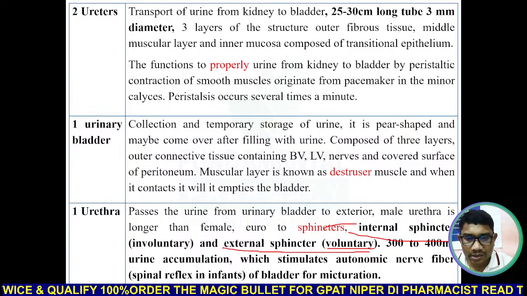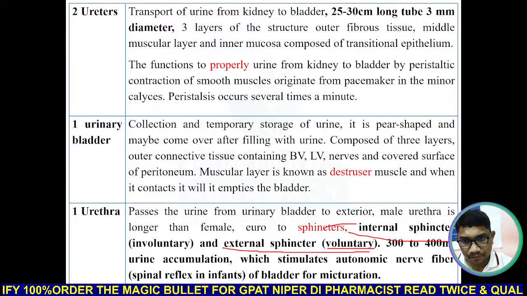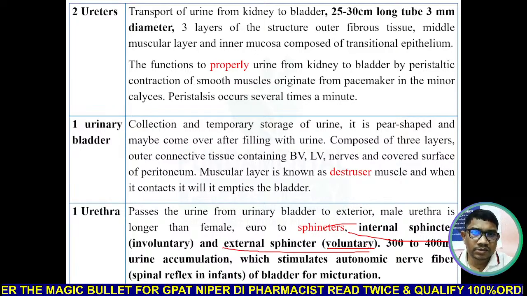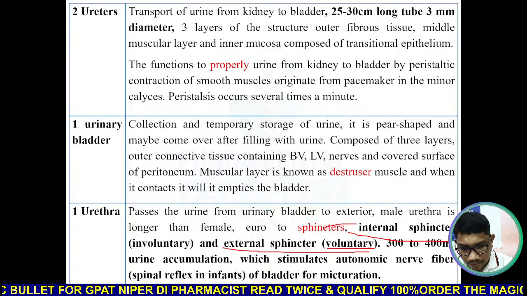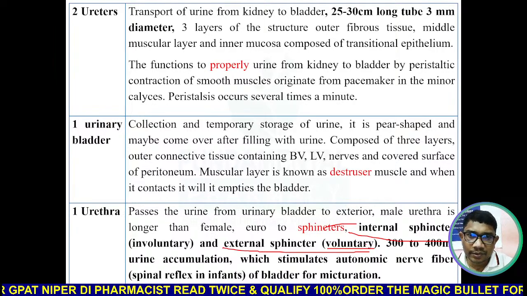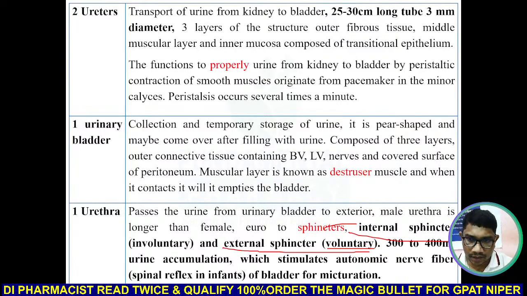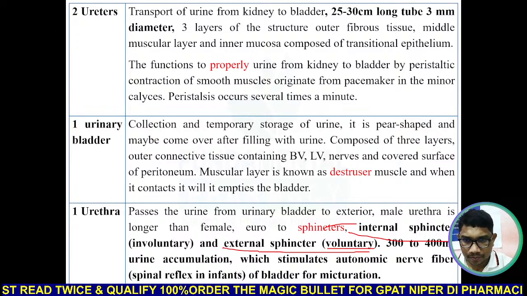Why? Because in children both sphincters are involuntary in nature, but in adults the external sphincter is voluntary in nature, and that's why we can hold the urine. So in children the internal sphincter is involuntary and the external sphincter is also involuntary. That's why children pass urine anytime.